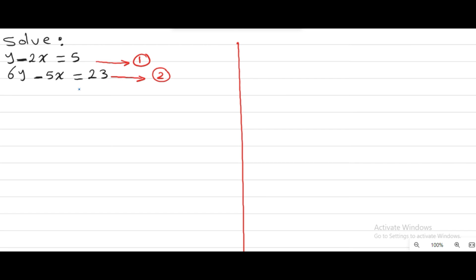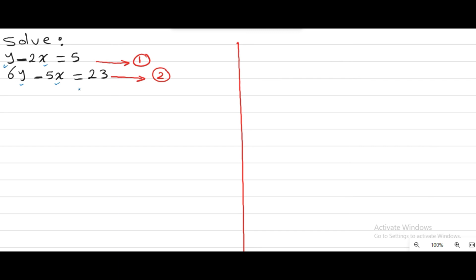Here we have four parts: y and x in the first one, y and x in the second one. Which one can we choose? We can choose any one of them, all of them are correct. If you choose the x or y from the first, or x or y from the second, it's correct. But which is better to choose? It's better to choose the variable whose coefficient equals 1 or negative 1 if it exists. So if you have a term with coefficient 1 or negative 1, it's better to choose this variable.